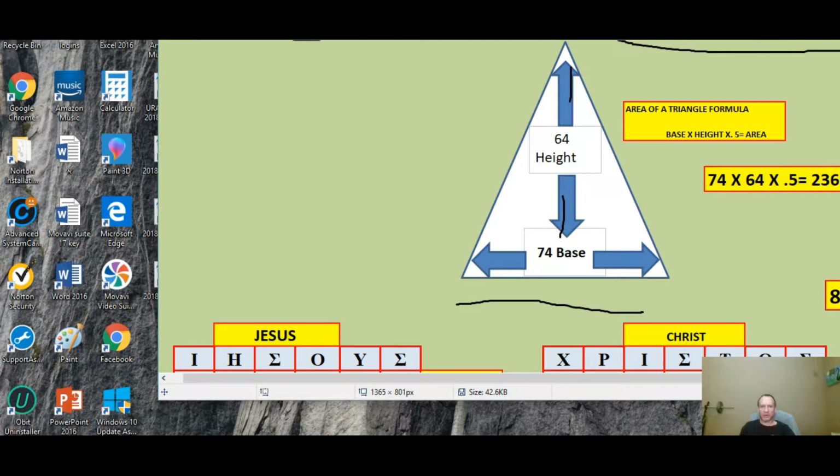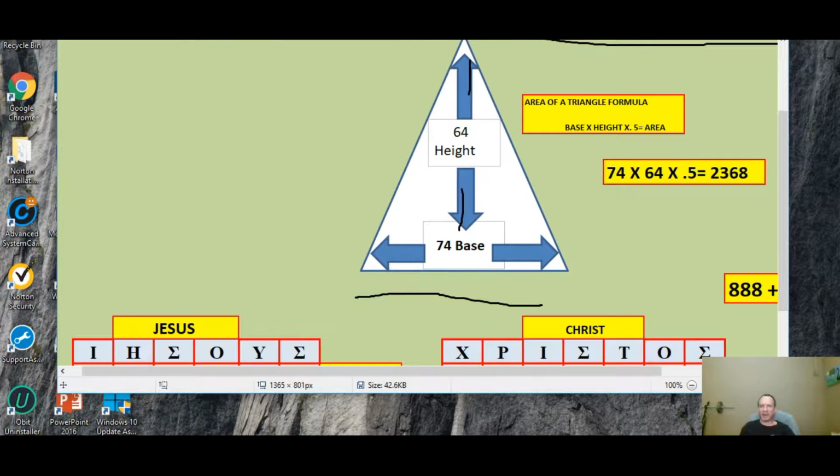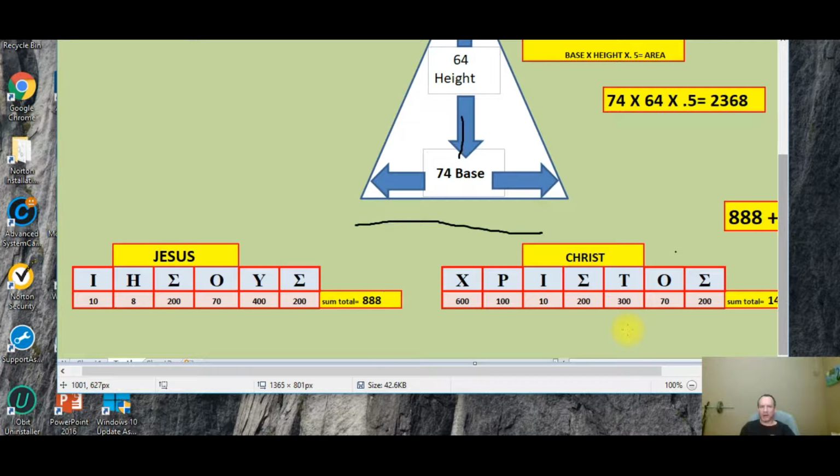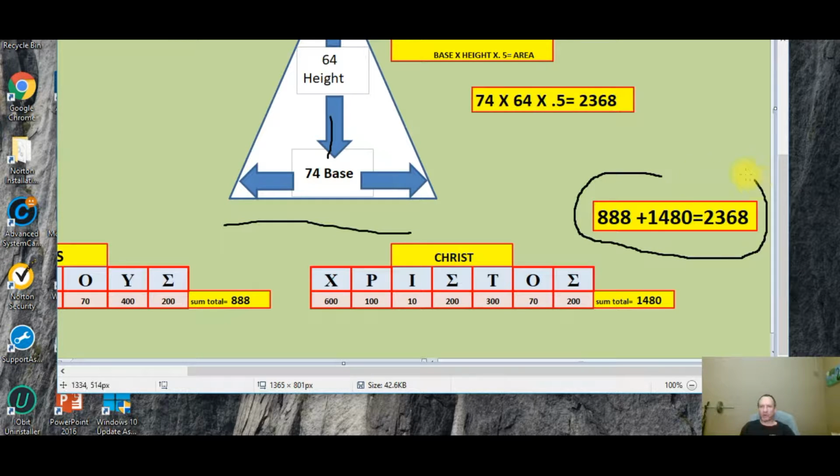Jesus equals 888 in Greek letters, and Christos has a sum total letter value of 1480. 888 plus 1480 equals 2368.